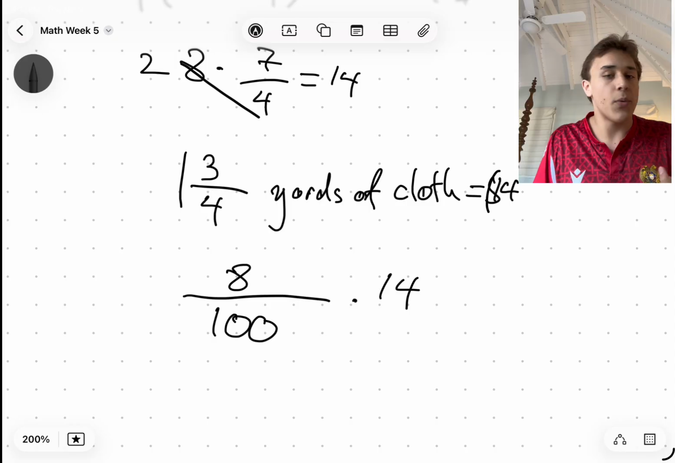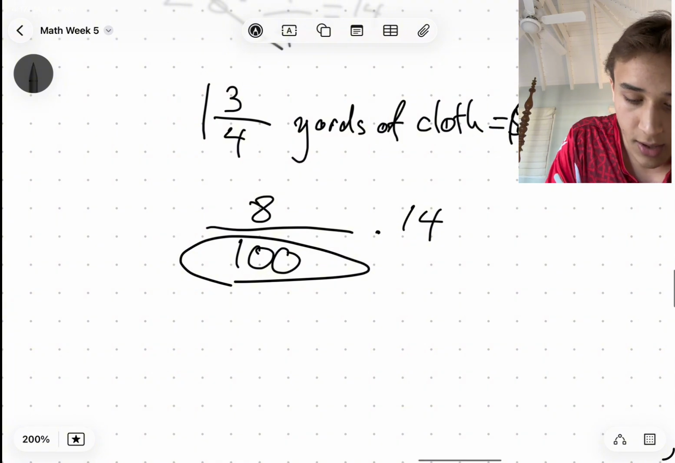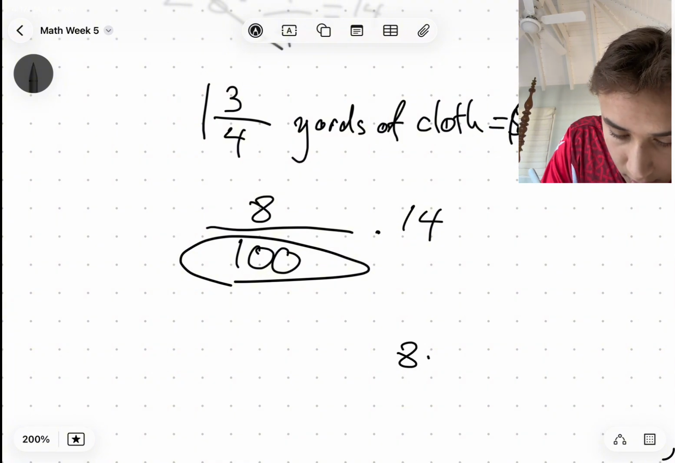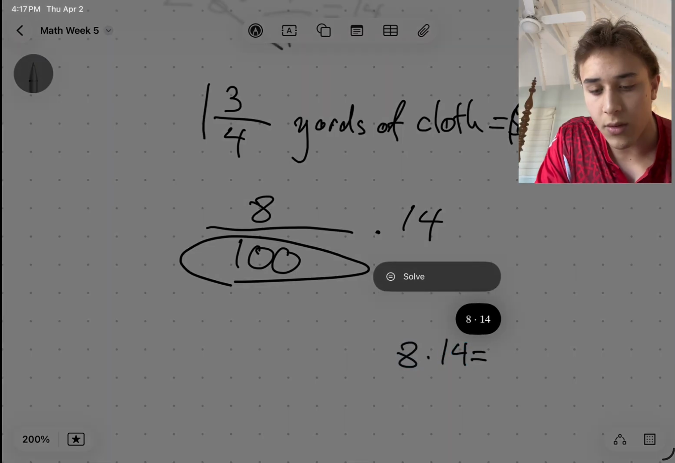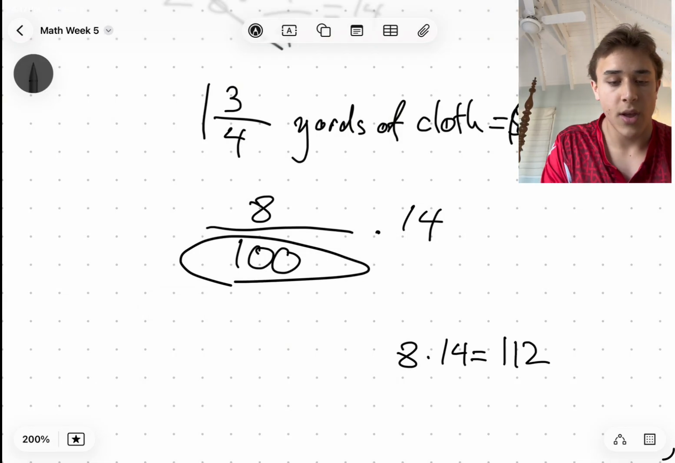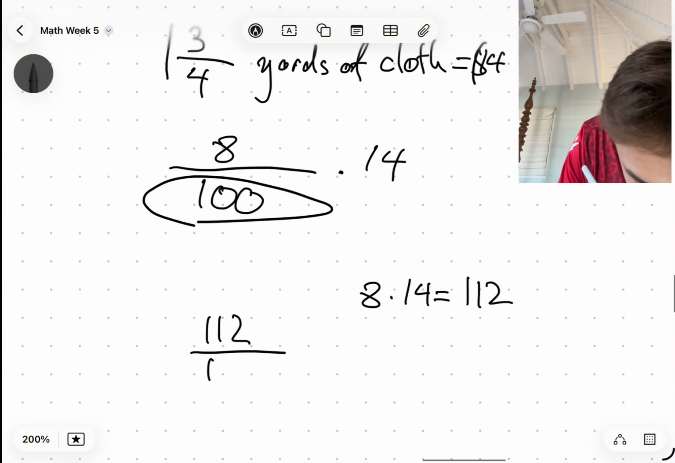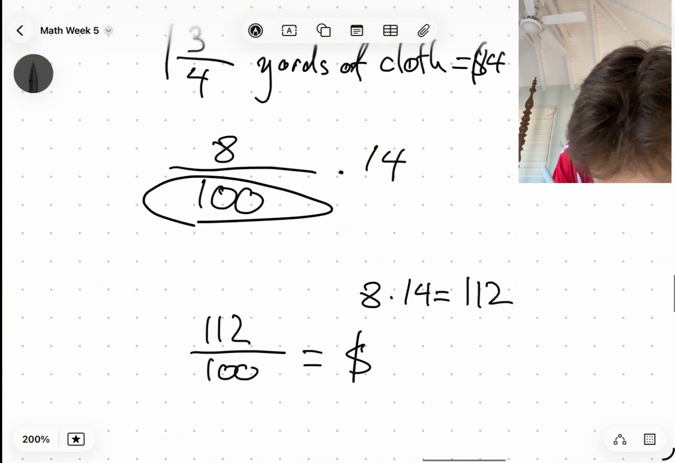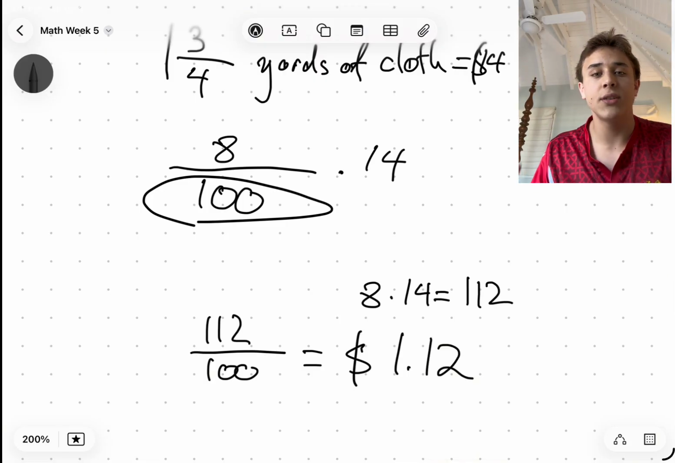So since you don't want a fraction here, you want a decimal, you want to keep it over 100 and just do 8 times 14 initially. So 8 times 14 equals 112. So 8 times 14 over 100 equals 112 over 100 equals $1.12. So the sales tax on her $14 of cloth is $1.12.